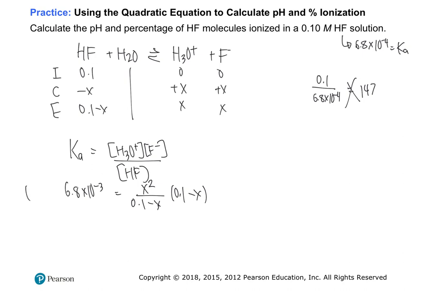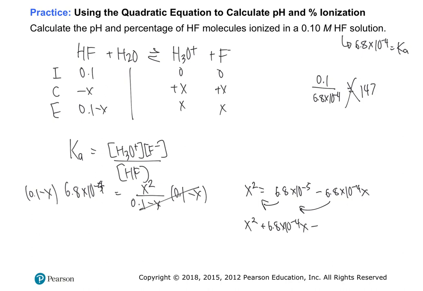So we're going to distribute on both sides. 0.1 minus X cancels out. So I get X squared equals 0.1 times the Ka. Oops, that's negative 4. Okay, so then I'll have 6.8 times 10 to the negative 5 minus 6.8 times 10 to the negative 4 X. I'm going to move these guys over, both of them that way. Doesn't matter which way you go, X squared plus 6.8 times 10 to the negative 4 X minus 6.8 times 10 to the negative 5 equals 0.